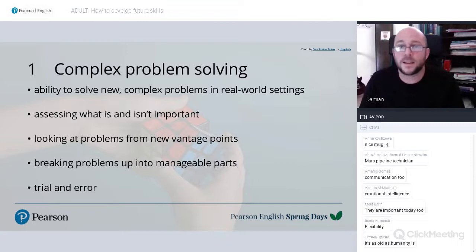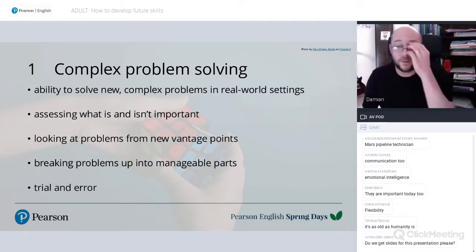And this is perhaps particularly relevant at the moment with all of us having to solve the problem of teaching online.